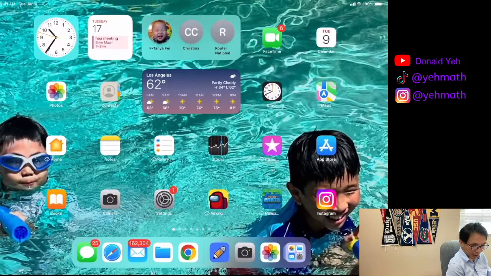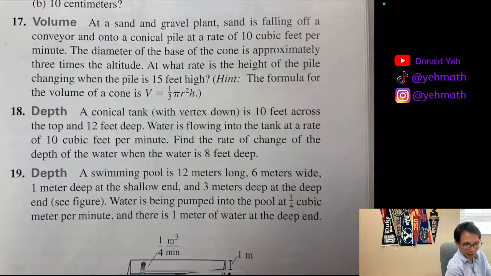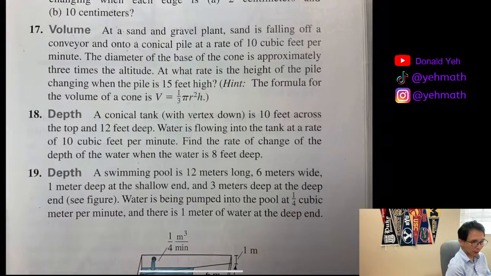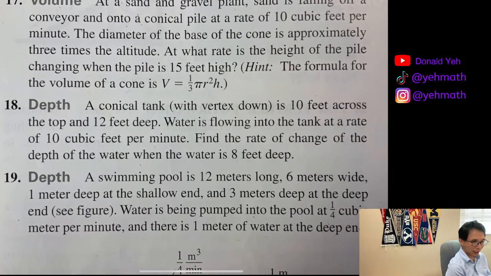I'm not going over the next page just because I want you guys to know how to do it, but I want to go over the conic sections, conic tank. So question 18, this is also on your test. A conic tank with the vertex down is 10 feet across the top and 12 feet deep. Water is flowing into the tank at a rate of 10 cubic feet per minute. Find the rate of change of depth of water when the water is 8 feet deep.